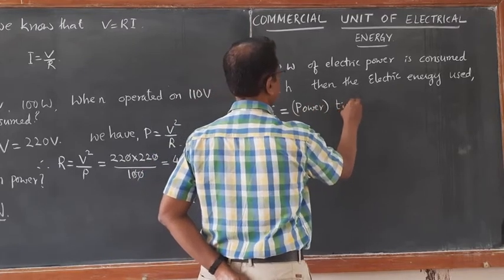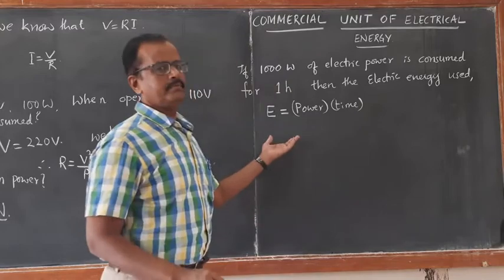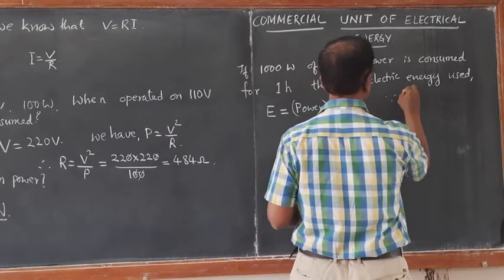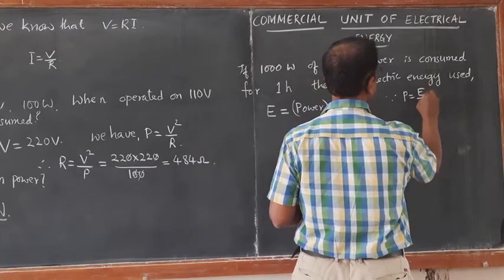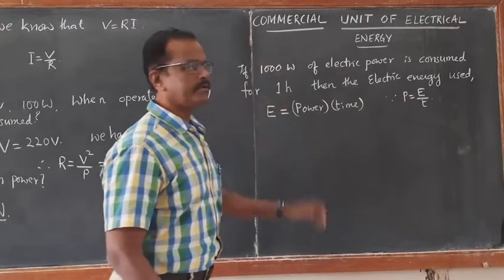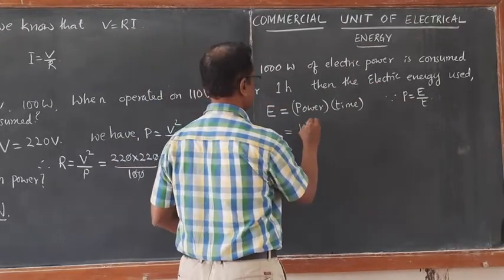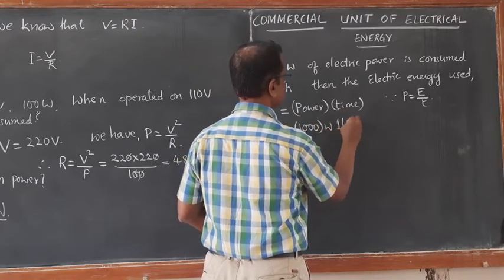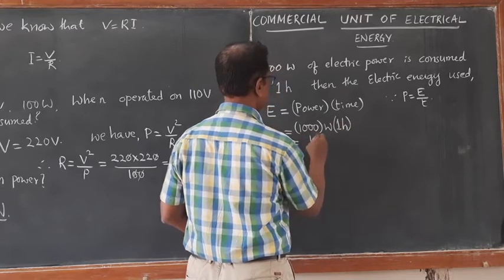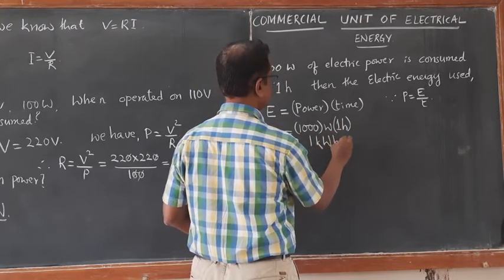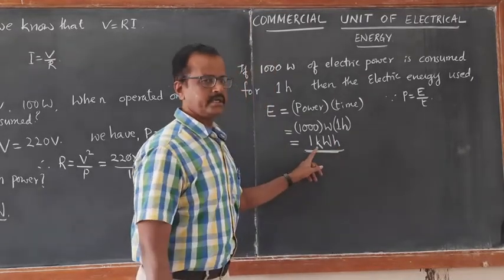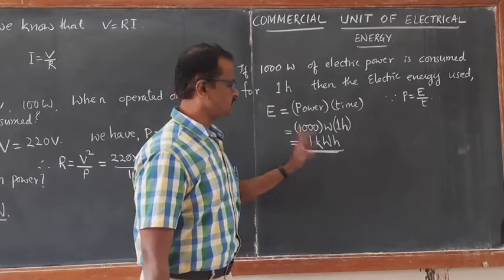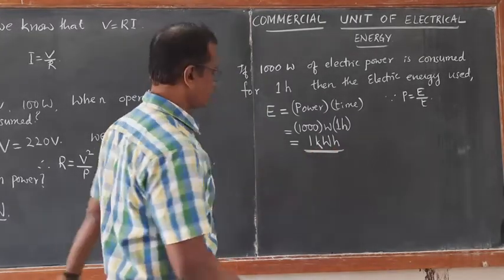Power is equal to electric energy consumed per unit time. So therefore E is equal to P into T. So P is 1000 watts and time is 1 hour. So this is what we got as 1 kilowatt hour. K is small here, K for kilo, W for watt, small h for hour. So this itself is called the commercial unit of electric energy.